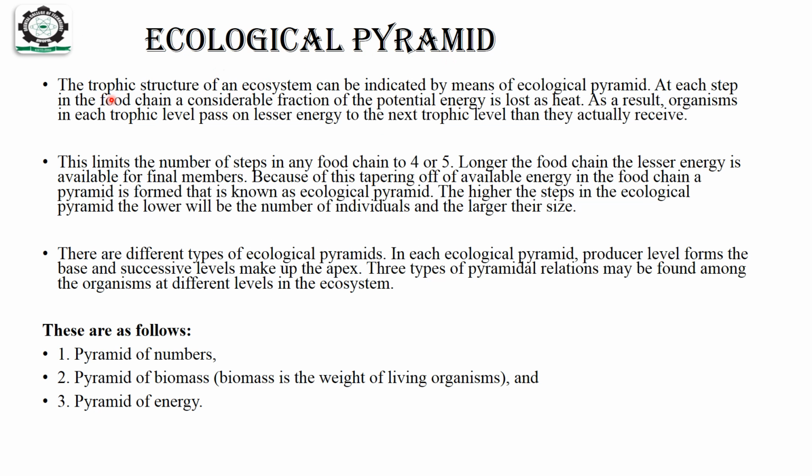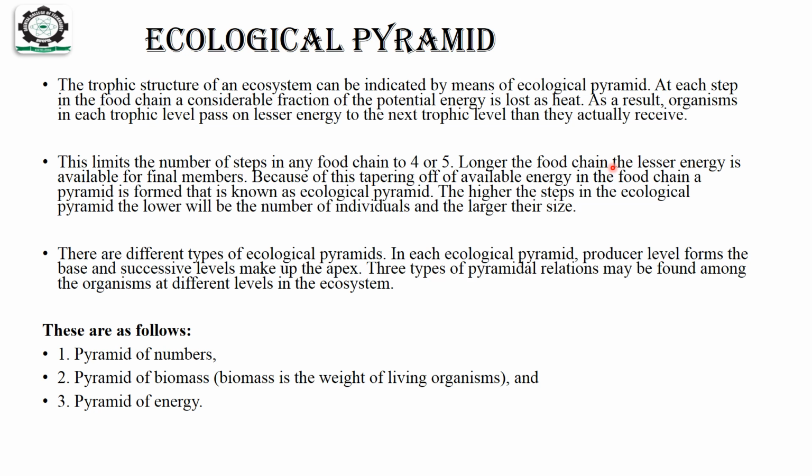Ecological Pyramid. The trophic structure of an ecosystem can be indicated by means of an ecological pyramid. At each step in the food chain, a considerable fraction of the potential energy is lost as heat. As a result, organisms in each trophic level pass on less energy to the next trophic level than they actually receive. This limits the number of steps in any food chain to 4 or 5.